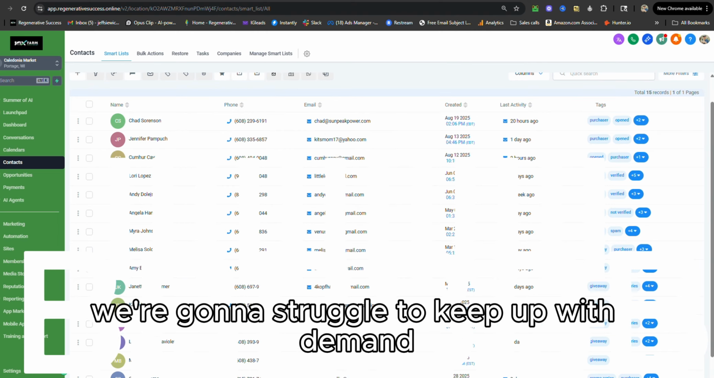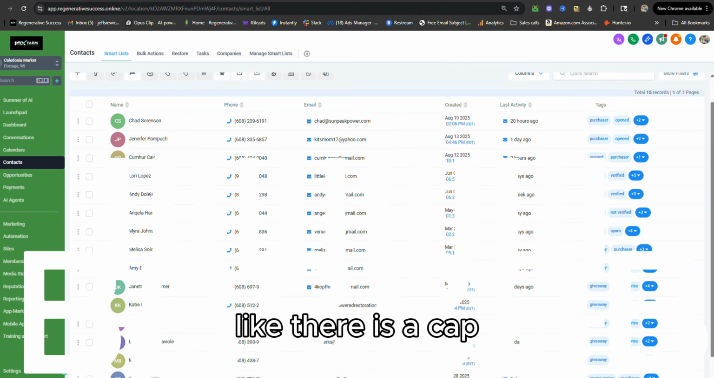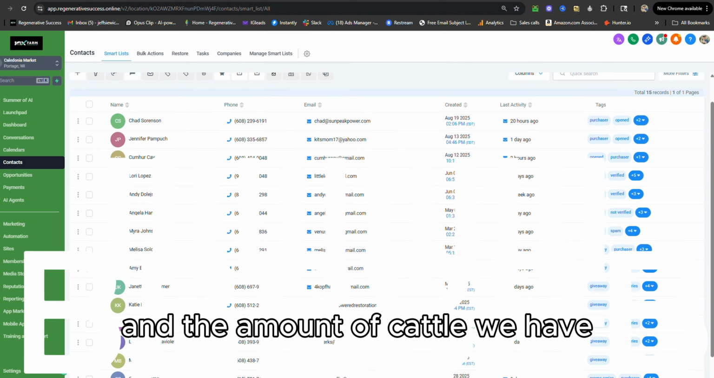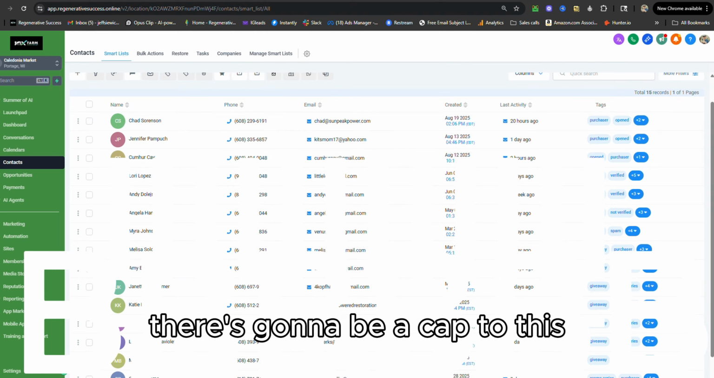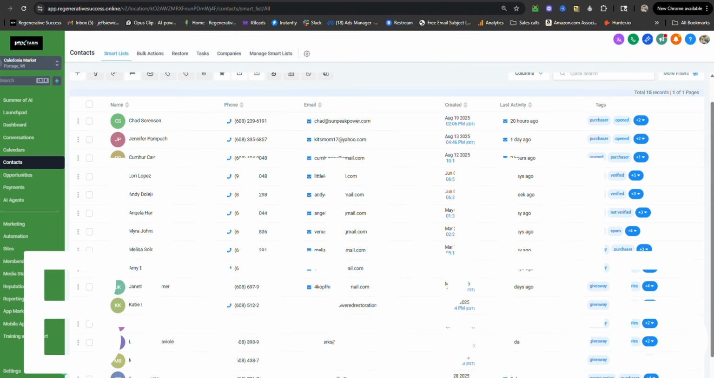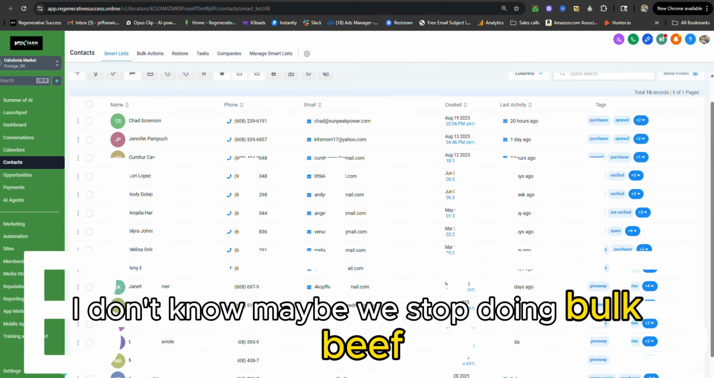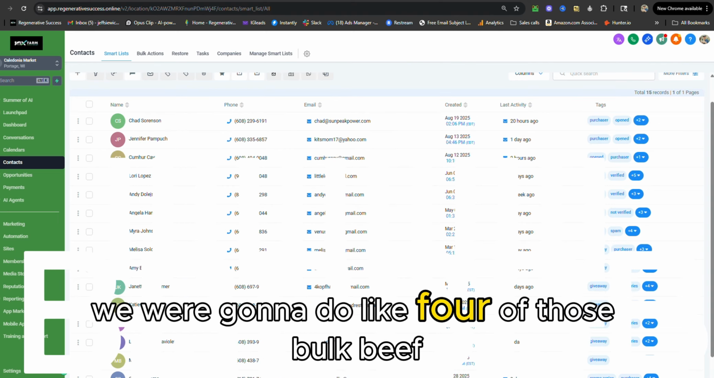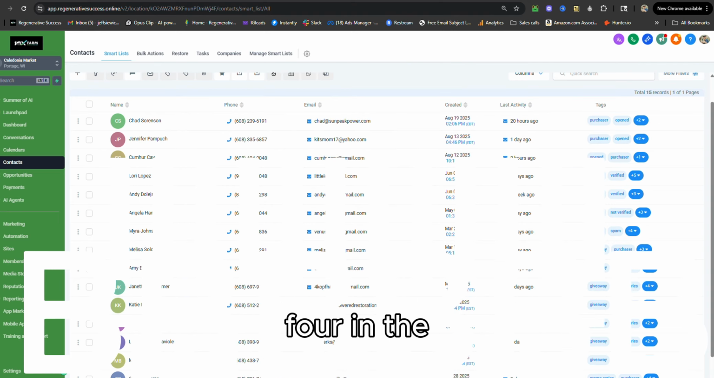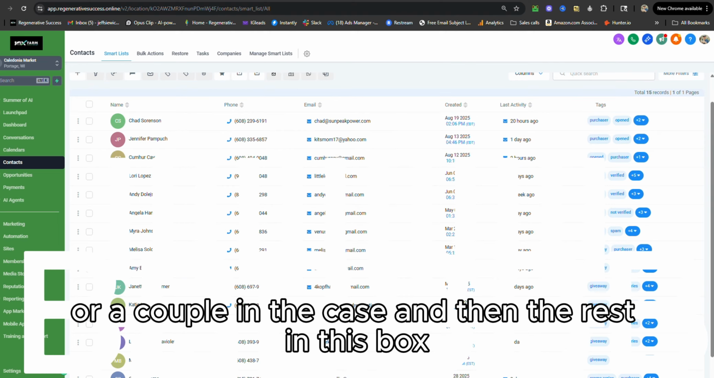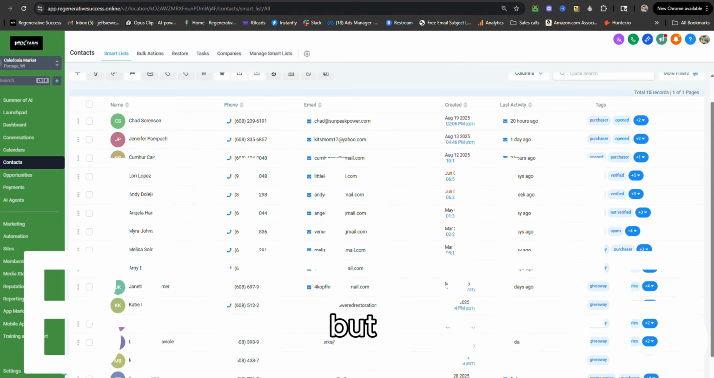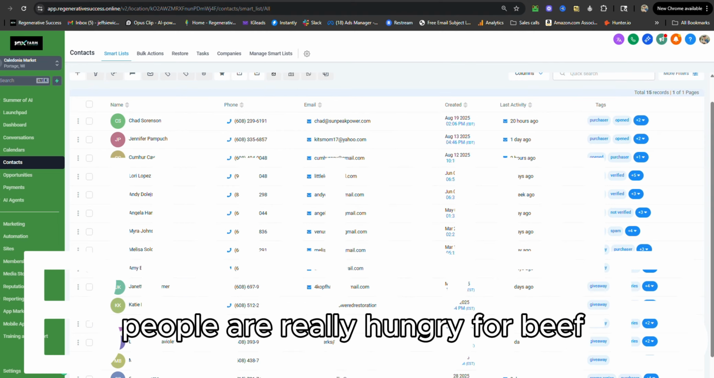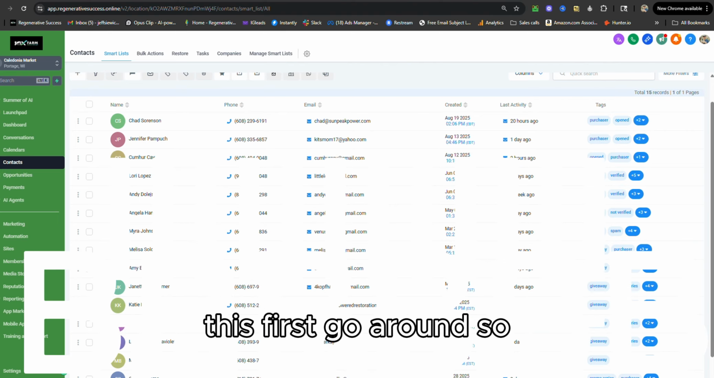We're going to struggle to keep up with demand. There is a cap with the amount of land we have and the amount of cattle we have. There's going to be a cap to this. Sure. I don't know, maybe we stop doing bulk beef. I don't know what we want to do, but we have 10 animals, probably right around 50,000 pounds of beef. We were going to do 4 of those bulk beef, a couple in the case, and then the rest in this box. But people are really hungry for beef this first go around.